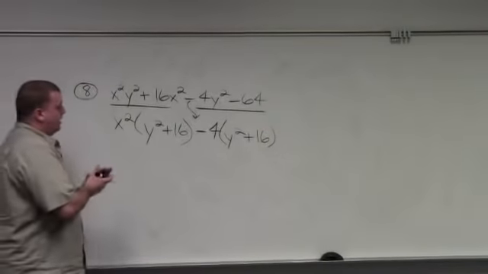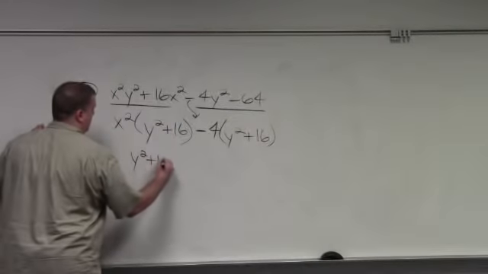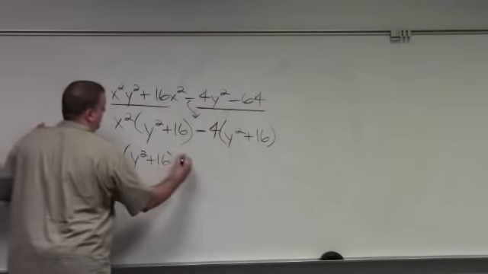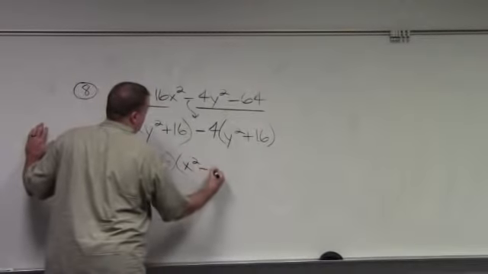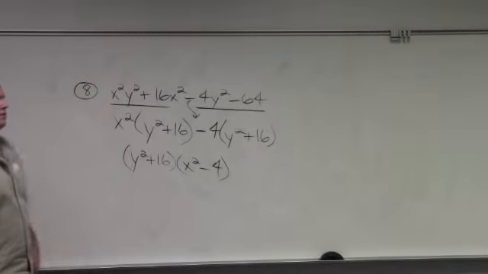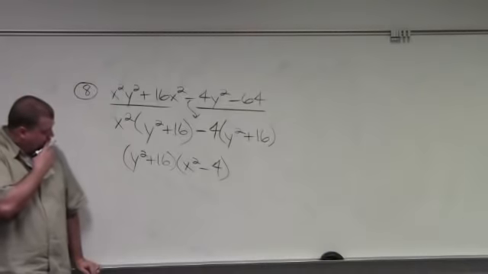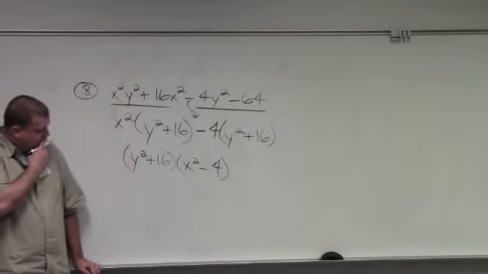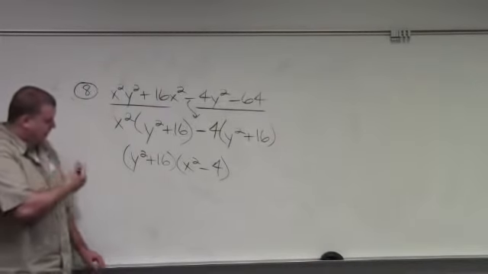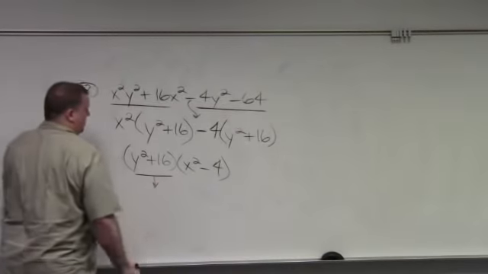So how can I write my 2 factors? Y squared plus 16 and X squared minus 4. Am I done? No. Why am I not done? Because you still got X squared minus 4 at the bottom, and you can factor that. Let's take a look at this one.